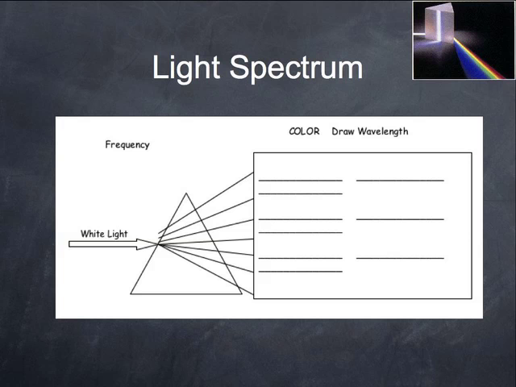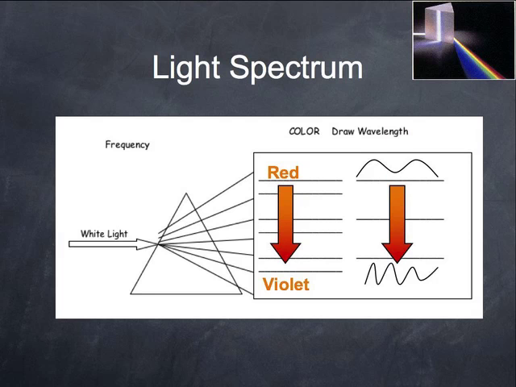White light comes into a prism, forming which colors? Red, orange, yellow, green, blue, purple. Red through violet. Red is the longest wavelength. Violet is the shortest wavelength.